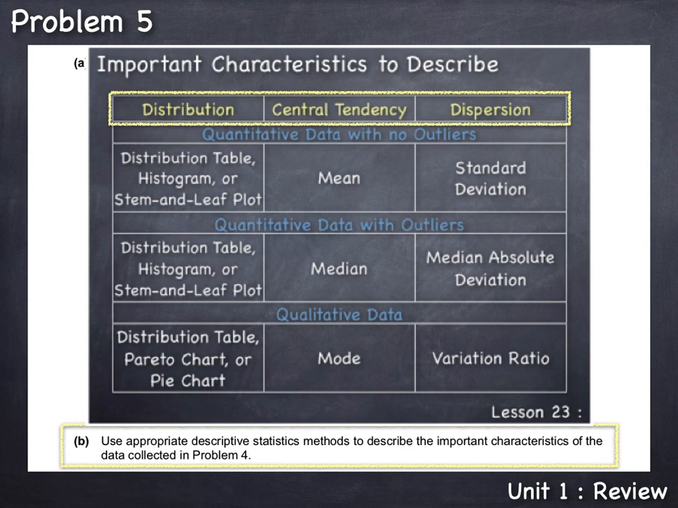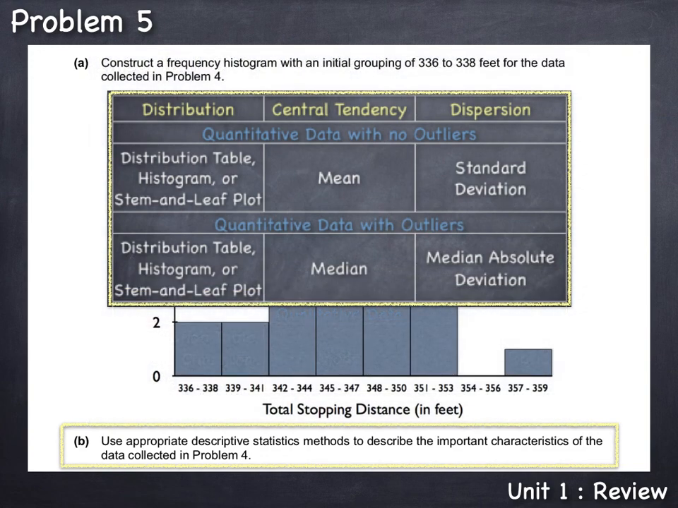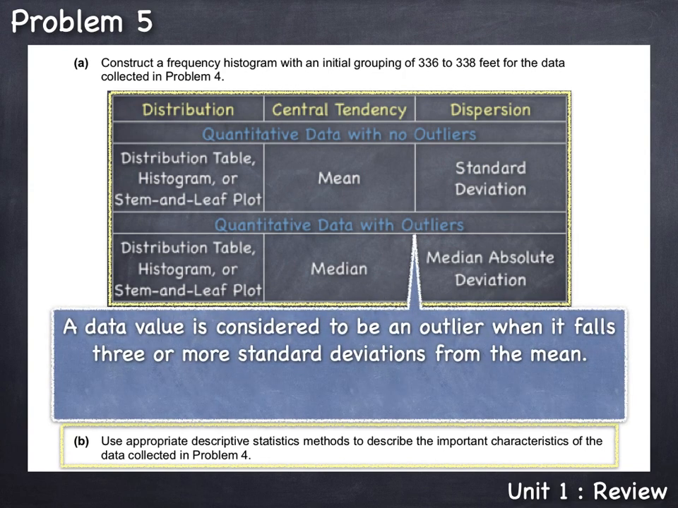So looking at our data, total stopping distance, we see that it is quantitative. And so with quantitative data, it narrows our choices, but not completely. We now have to determine whether our quantitative data contained outliers or not. A data value is considered to be an outlier when it falls 3 or more standard deviations from the mean. So the number of standard deviations from the mean can be determined by calculating a standard score.